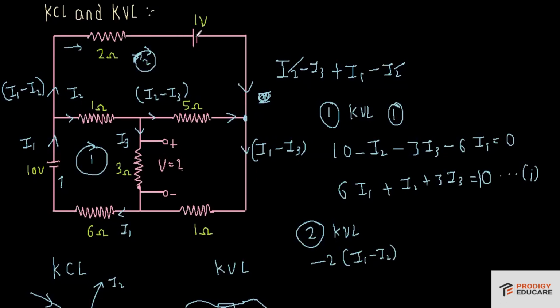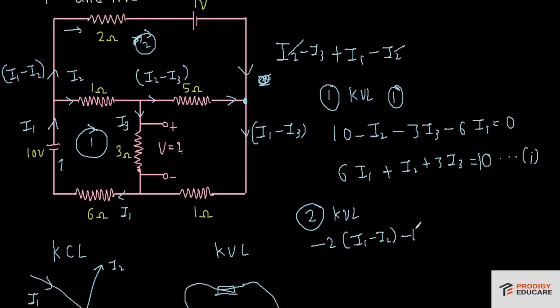Then in this case, we are moving from plus polarity to minus polarity of this 1 volt battery. So in this case, the potential is dropping. So I'll write minus 1. Then now see what's happening: I'll be going in this direction while applying KVL, but the current I2 minus I3 is going in the opposite direction. In that case, I have to write it plus, because there is a voltage drop in the left to right direction, but we are going from right to left. So there is an increase in potential. So I will write plus resistor times current, which is plus 5 times I2 minus I3.